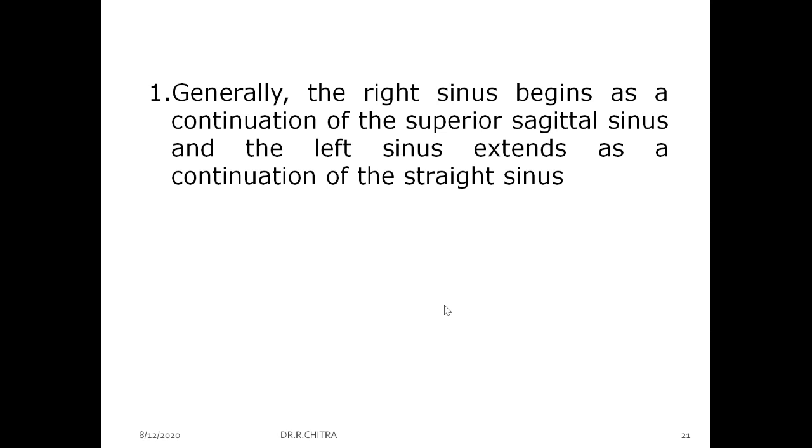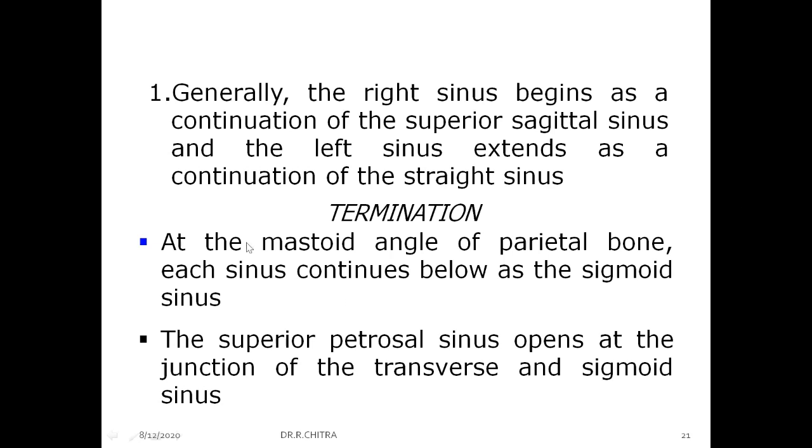So the transverse sinus: the right sinus begins as the continuation of the superior sagittal sinus, and the left sinus begins as the continuation of the straight sinus. So what will they terminate? Sagittal sinuses become transverse sinuses. Transverse sinuses will become sigmoid sinus. At the mastoid angle of the parietal bone, each sinus will continue as the sigmoid sinus. Superior petrosal sinus will be exactly joining at the junction of the transverse and the sigmoid sinus.